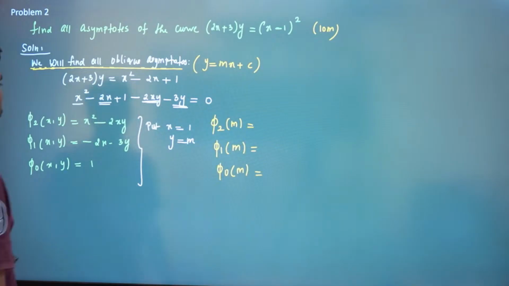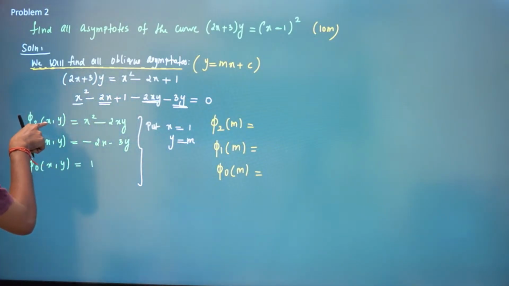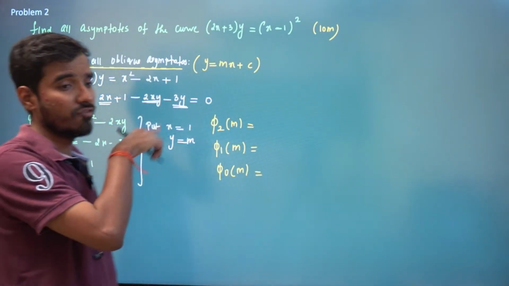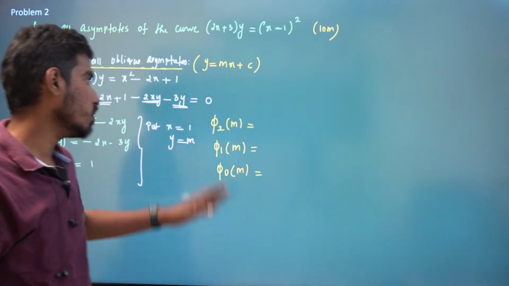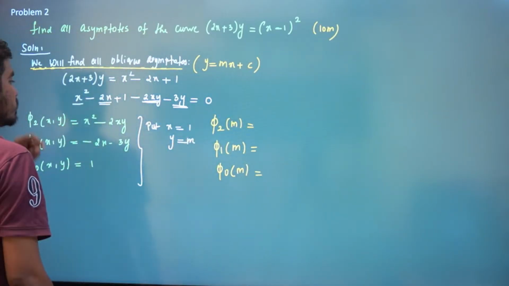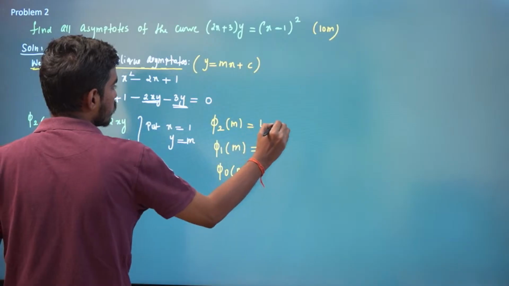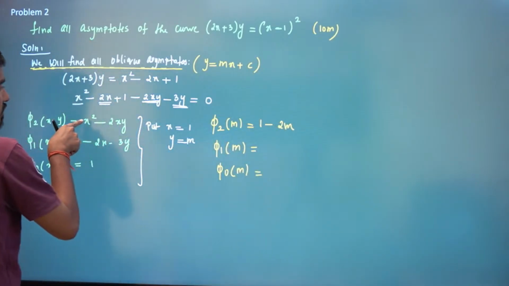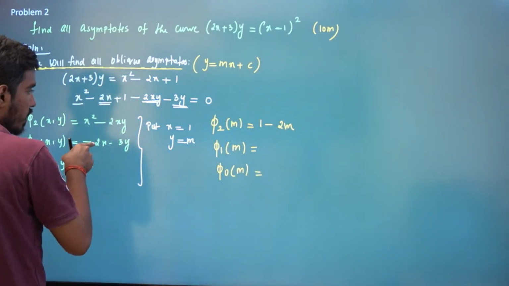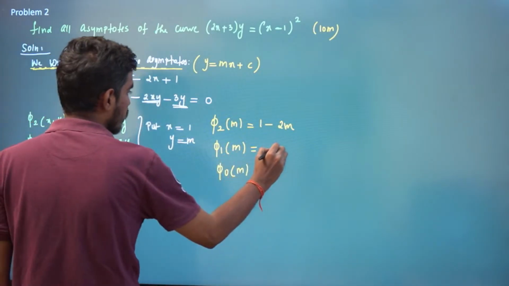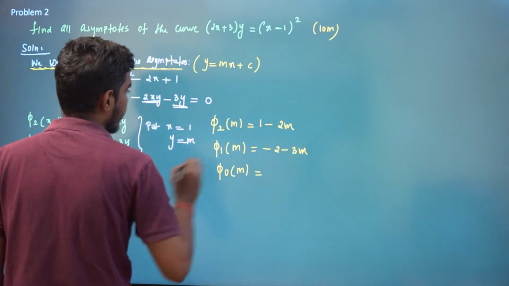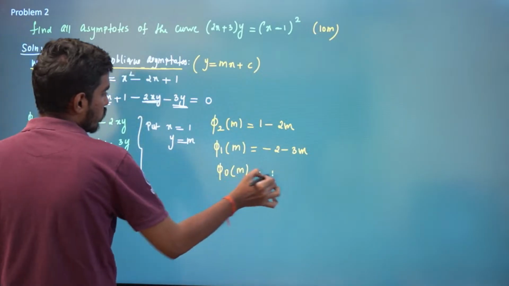So phi2 of m will be, so here x is equal to 1, y is equal to m. Then that phi2 will become a function of m. So I'm writing only phi2 of m. If I put x is equal to 1 and y is equal to m, we will have 1 minus 2m, right? And here x is equal to 1 minus 2 minus 3m, and this is 1.